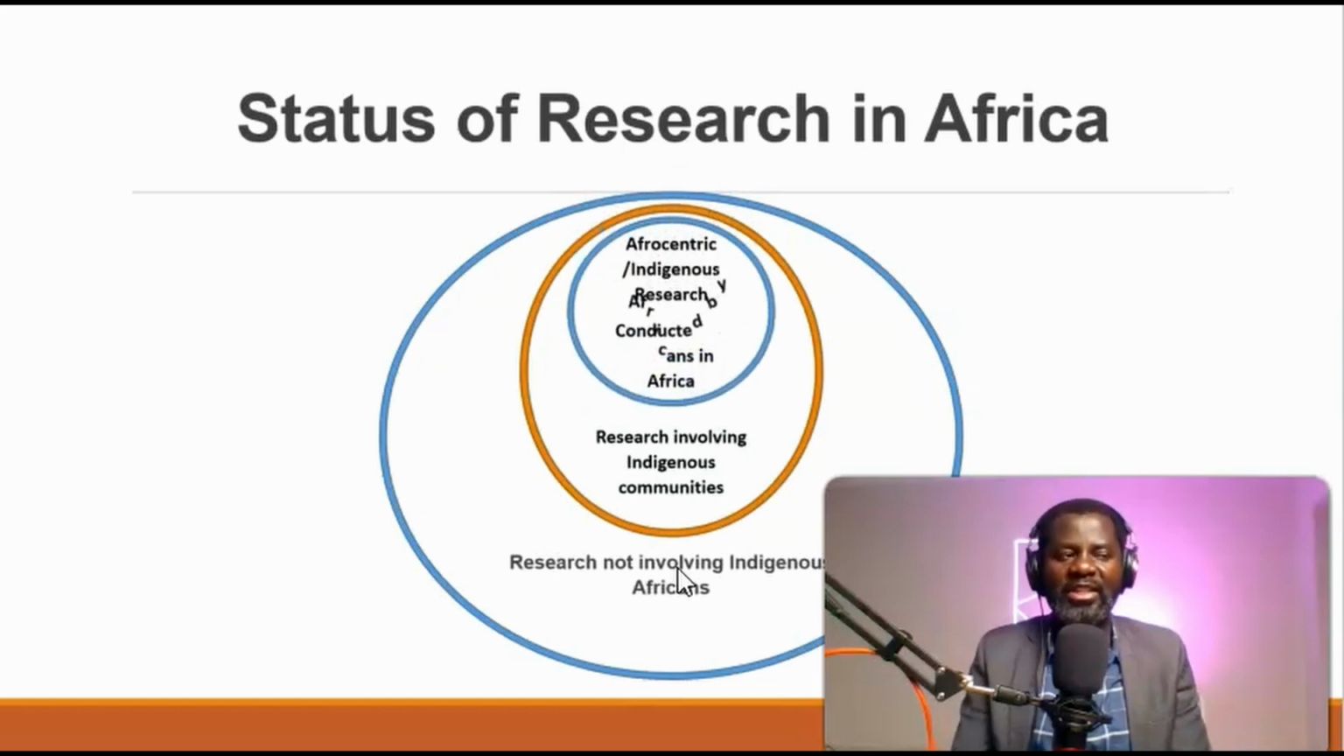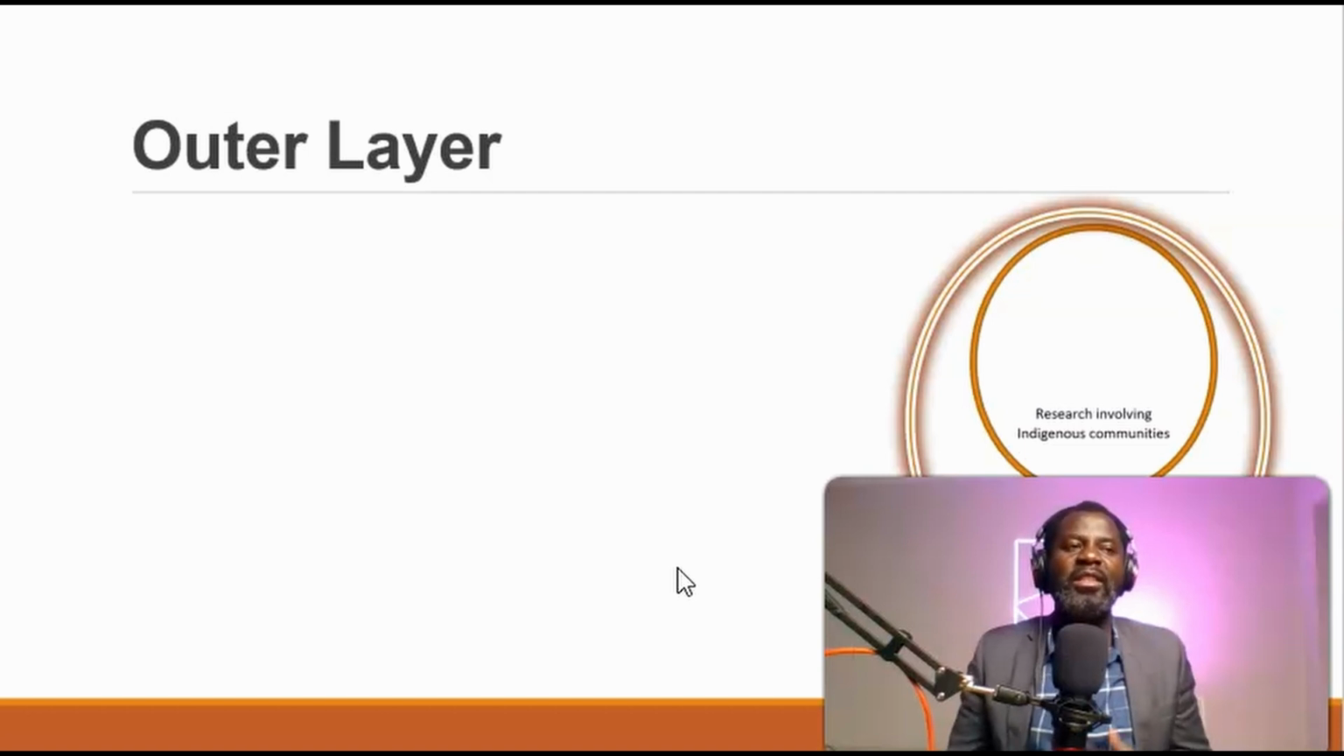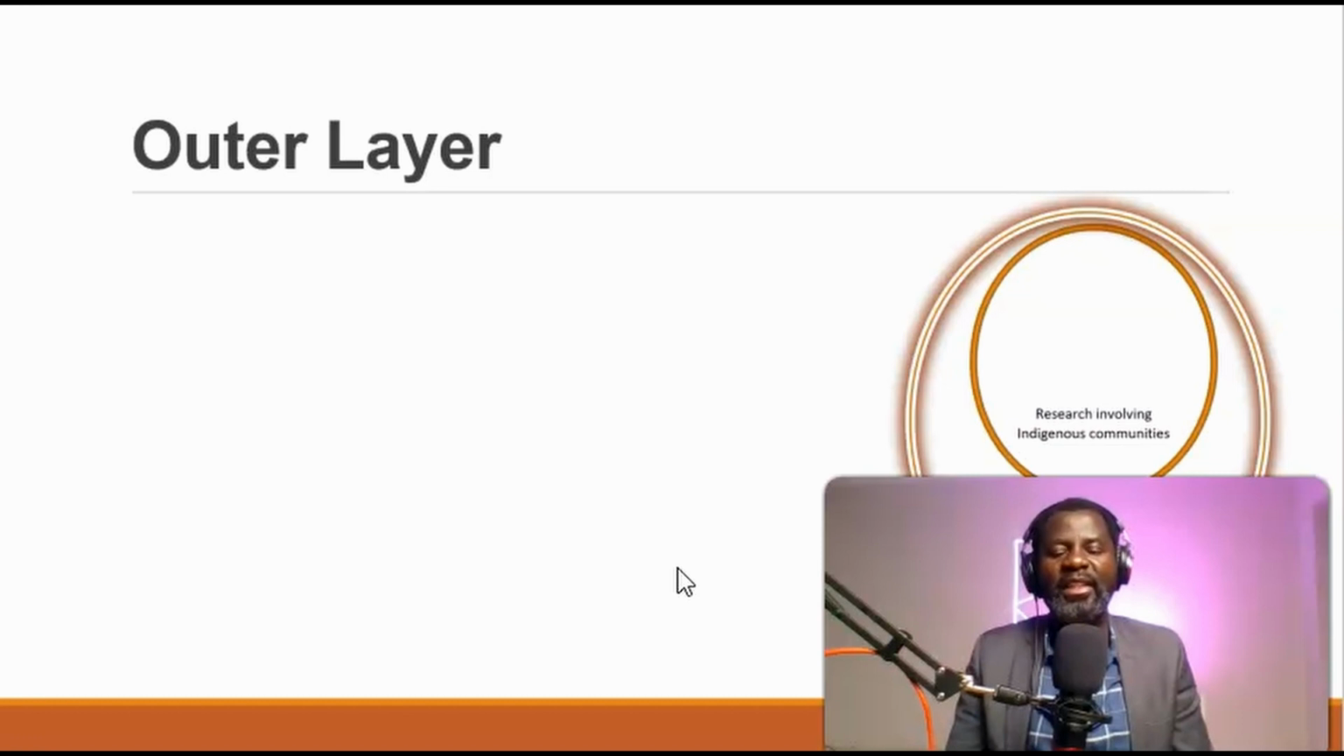The third and final form of research is that which is conducted by Africans who understand African indigenous research ways. This research is called Afrocentric or African indigenous research. So let's look at these different layers one by one. Let's start with the outer layer.